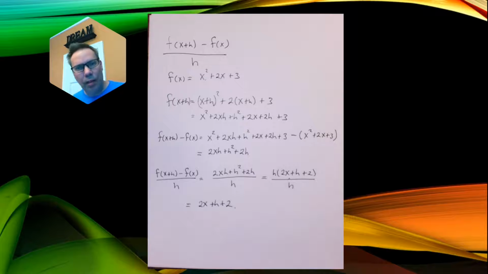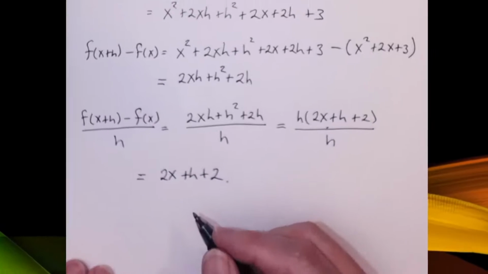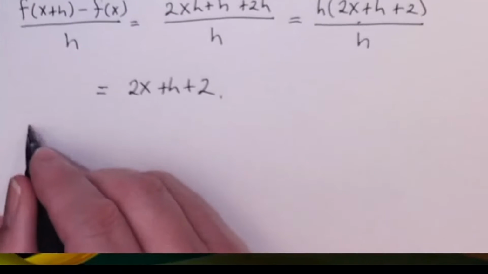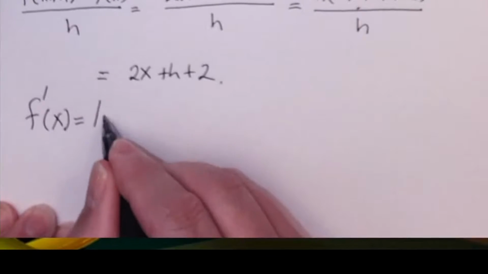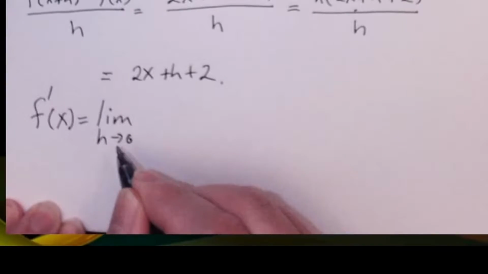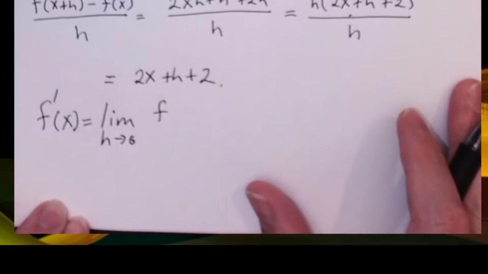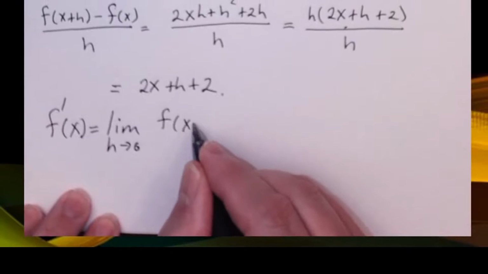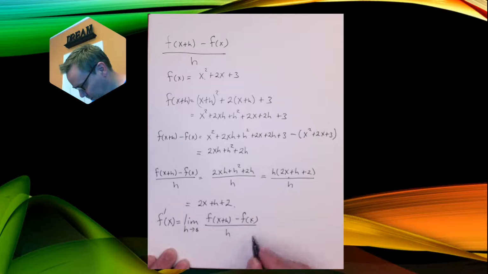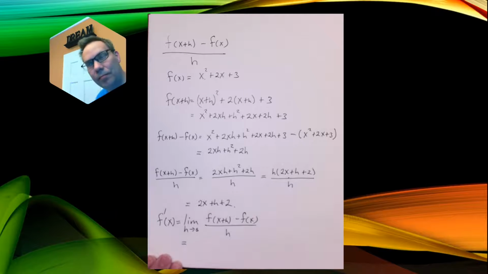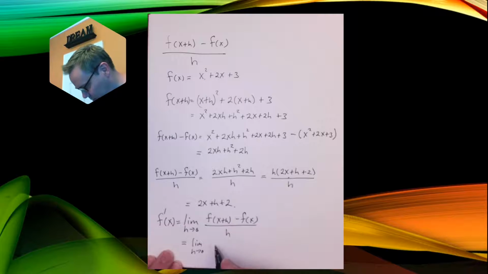So to complete the derivative problem, we have to recall what the definition of a derivative is. The derivative is equal to the limit as h approaches 0 of this difference quotient, which in this case is equal to the limit as h approaches 0 of 2x plus h plus 2.